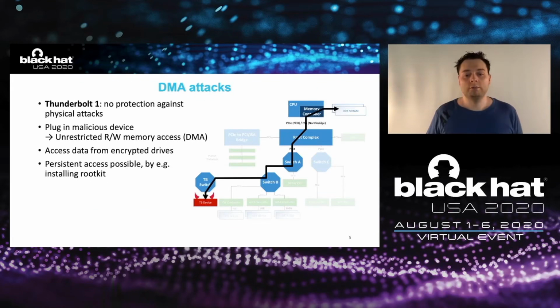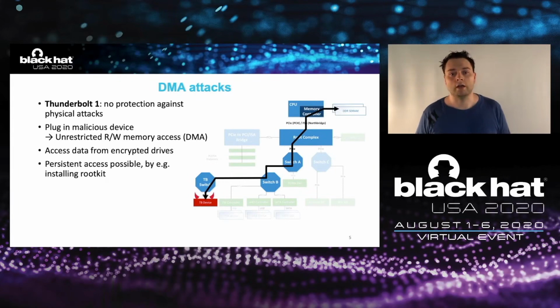Now, DMA is a very powerful concept. It enables high bandwidth, low latency use cases by putting the burden on the peripheral for copying the requested data directly into system RAM. But at the same time, this could also pose a security risk. And this was actually the case with Thunderbolt 1. For Thunderbolt 1, all the attacker had to do was basically connect a peripheral and then get unrestricted read and write memory access. As a result, the attacker could access data from encrypted drives, and to gain persistent access, they could install a rootkit.